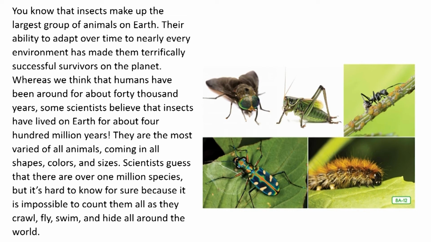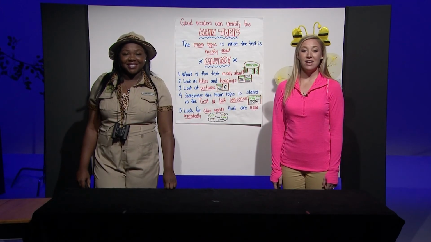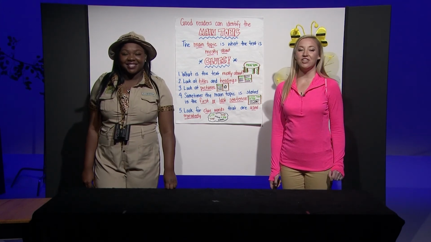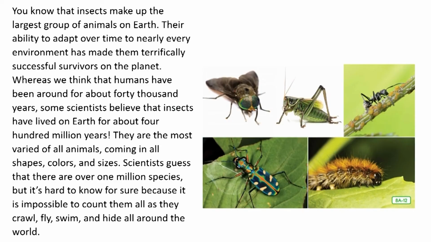You know that insects make up the largest group of animals on Earth. Their ability to adapt over time to nearly every environment has made them terrifically successful survivors on the planet. Fun fact, what does the word adapt mean? Yes, change for different situations. Whereas we think that humans have been around for about 40,000 years, some scientists believe that insects have lived on Earth for about 400 million years.